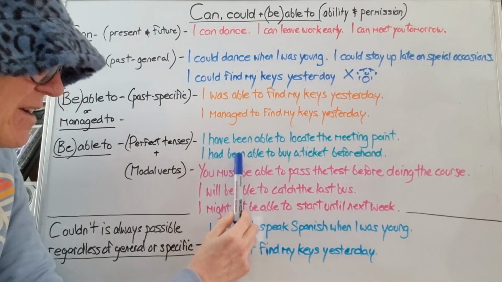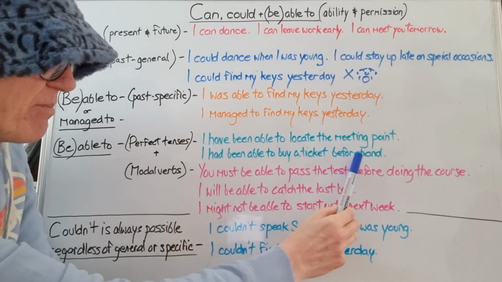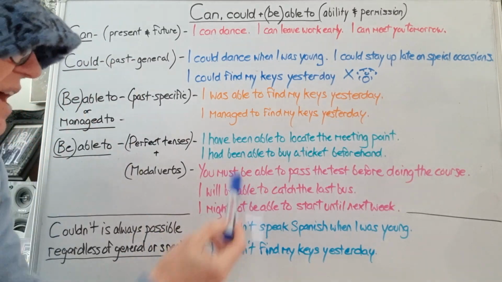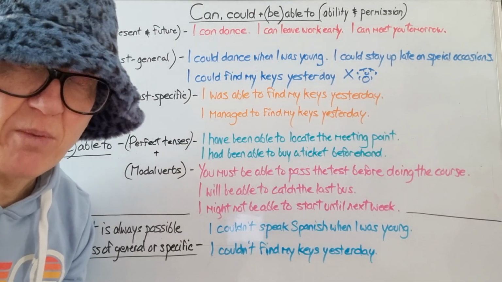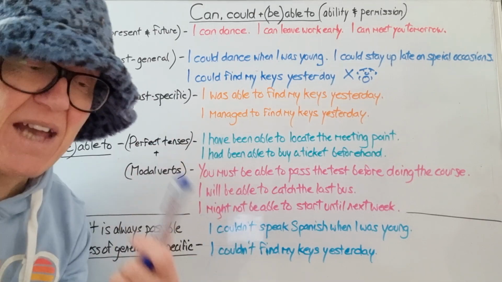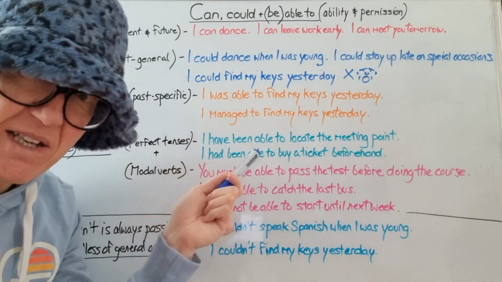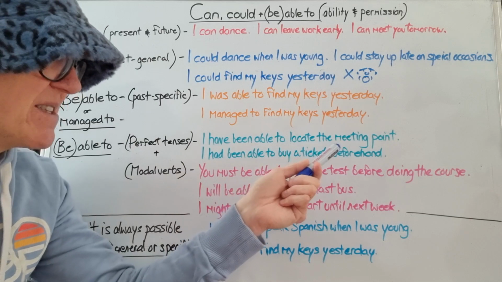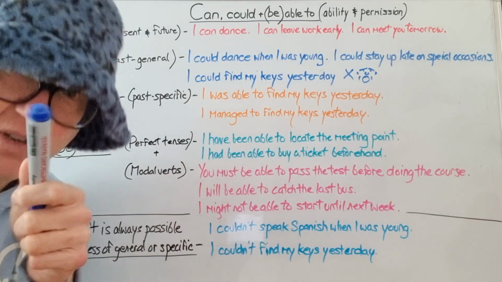I had been able to buy a ticket beforehand. This is past perfect. Beforehand just means before. It's a very lovely word. I had been able to buy a ticket beforehand, so I had no problem getting into the venue. I had no problem, past simple, because I had been able to buy a ticket beforehand. So something happens before a past event is past perfect. I've done videos on past perfect, so have a look.